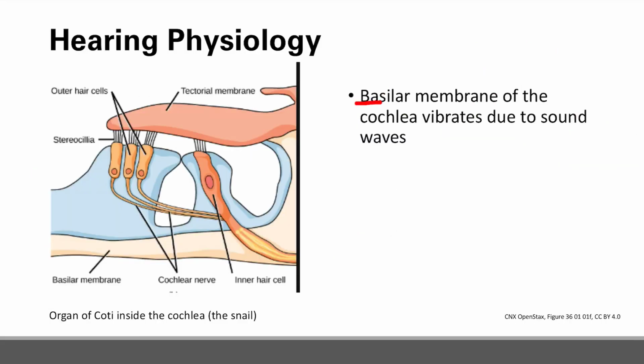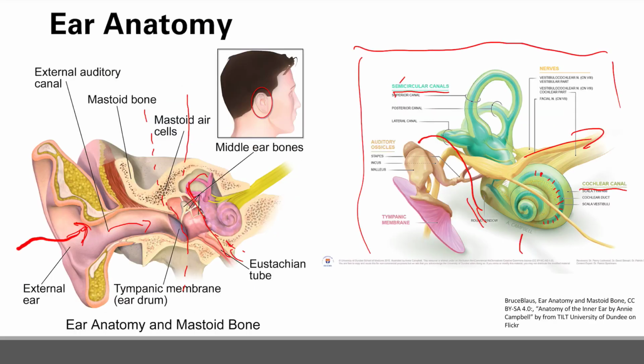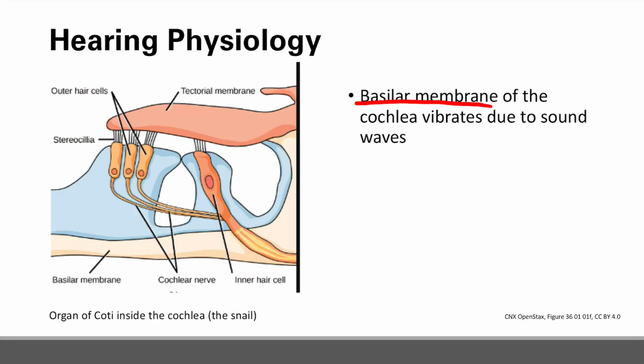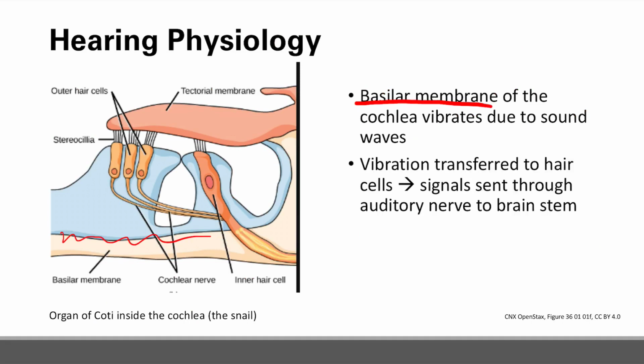So now we're looking at the basilar membrane of the cochlea. So let me go back. So we're looking inside this thing, the snail. We're looking inside the snail. There's a basilar membrane. And sound is going to cause this basilar membrane to vibrate. And this vibration is going to be transferred to the hair cells. And when these hair cells start vibrating, then they're going to send signals down the nerve to the brain stem, and your brain's going to interpret this sound, and that's how you hear. So that's it for our introduction of hearing and the ear.